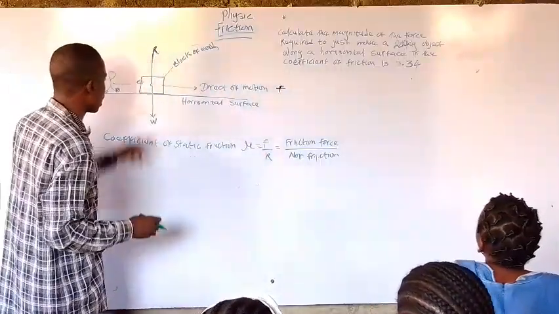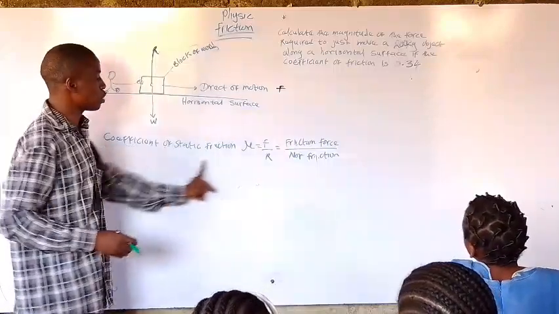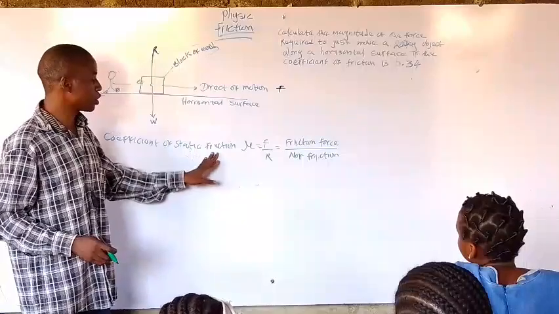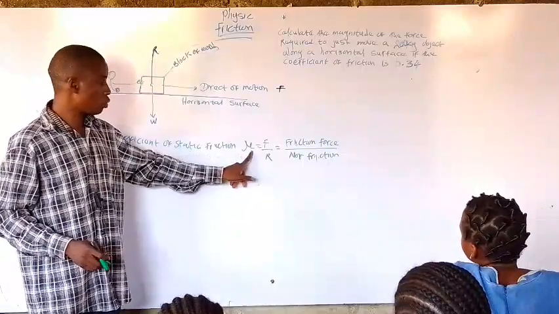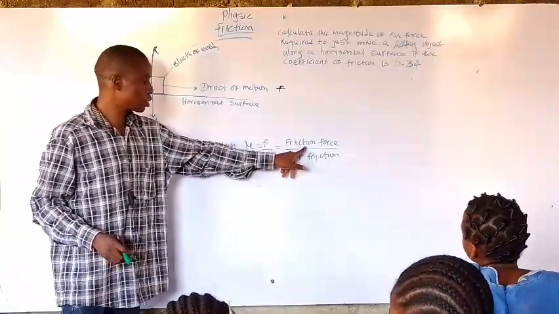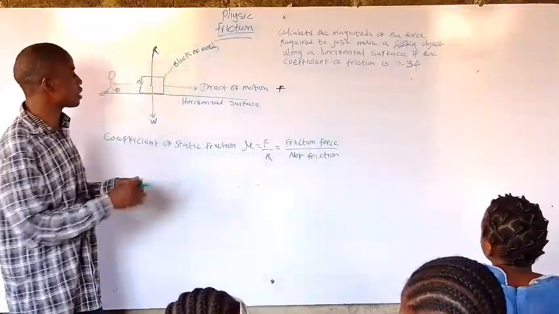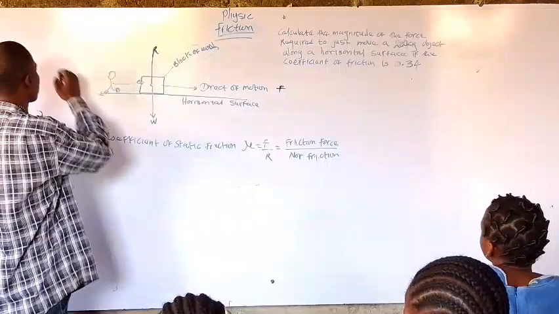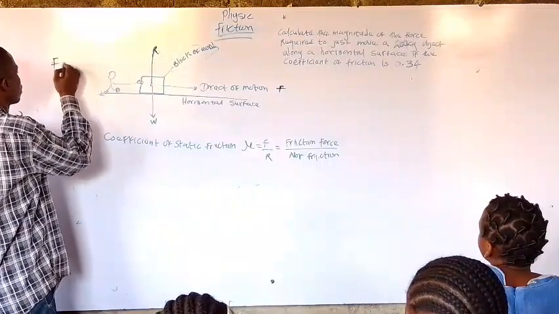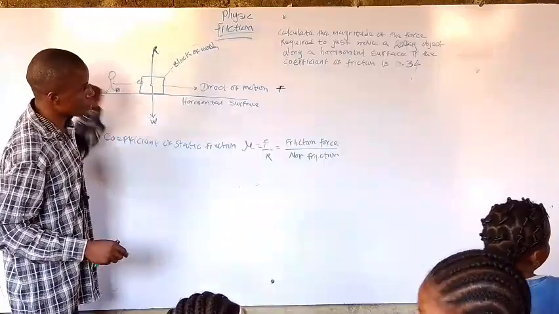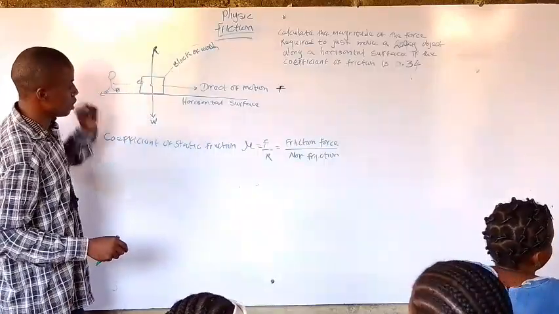And now for the calculation, we use this formula. Coefficient of static friction, we use this symbol. And F represents the friction force. And this one we have the normal force. Now, anywhere you see static friction, as I've already told us in the previous video, it's the same thing.